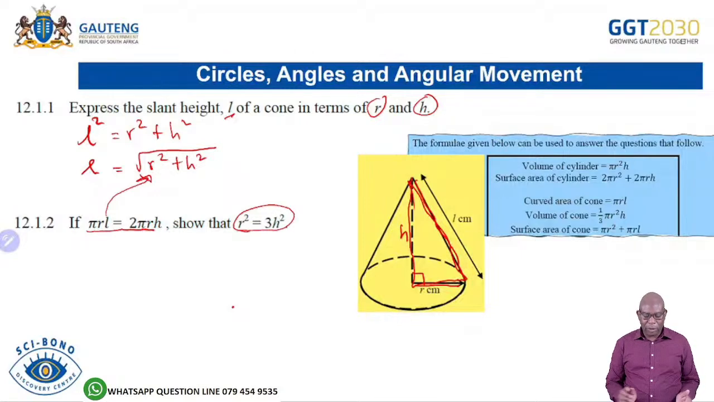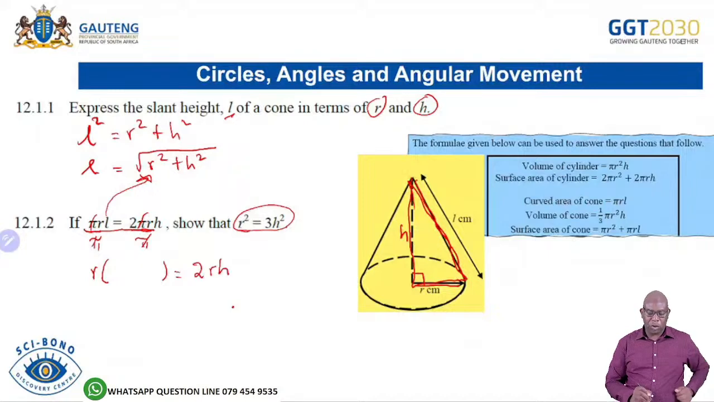Then I will be left with nothing else but the R and the H. The pi and the pi will cancel out. First I must do that actually. If I do this, the pi and the pi cancels out. I'm left with R L equals 2R H.